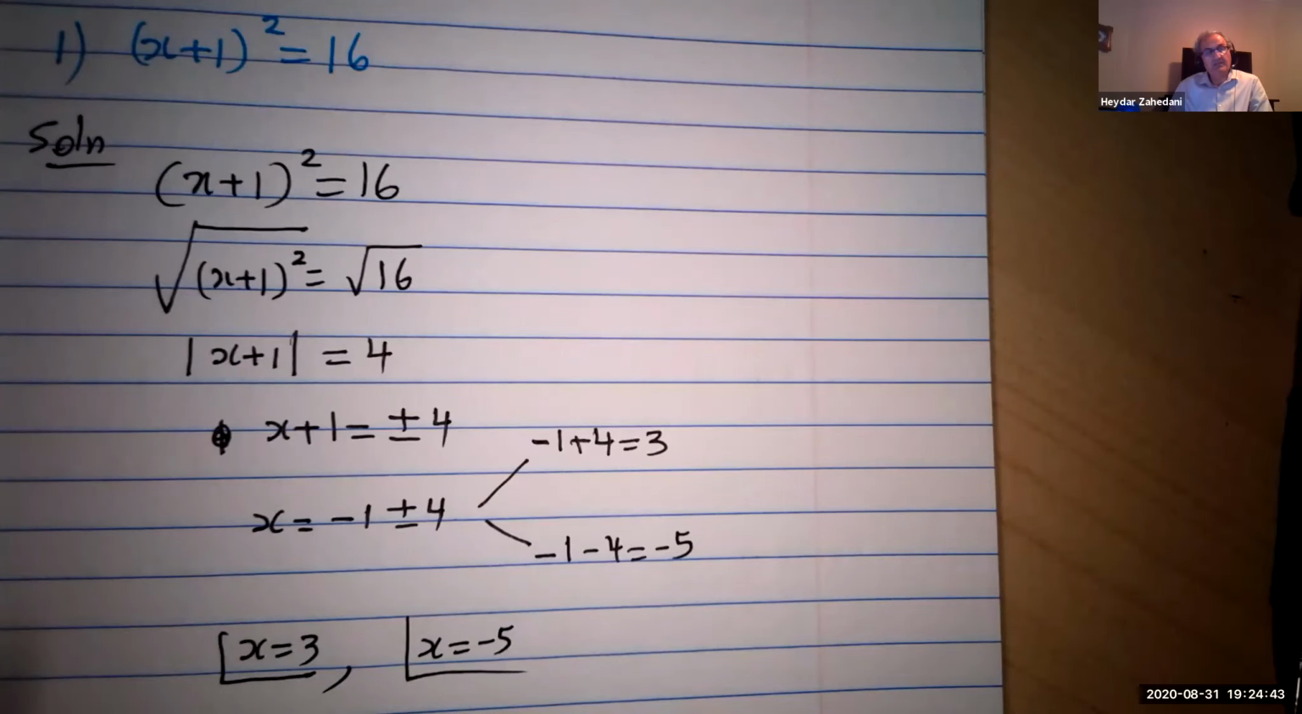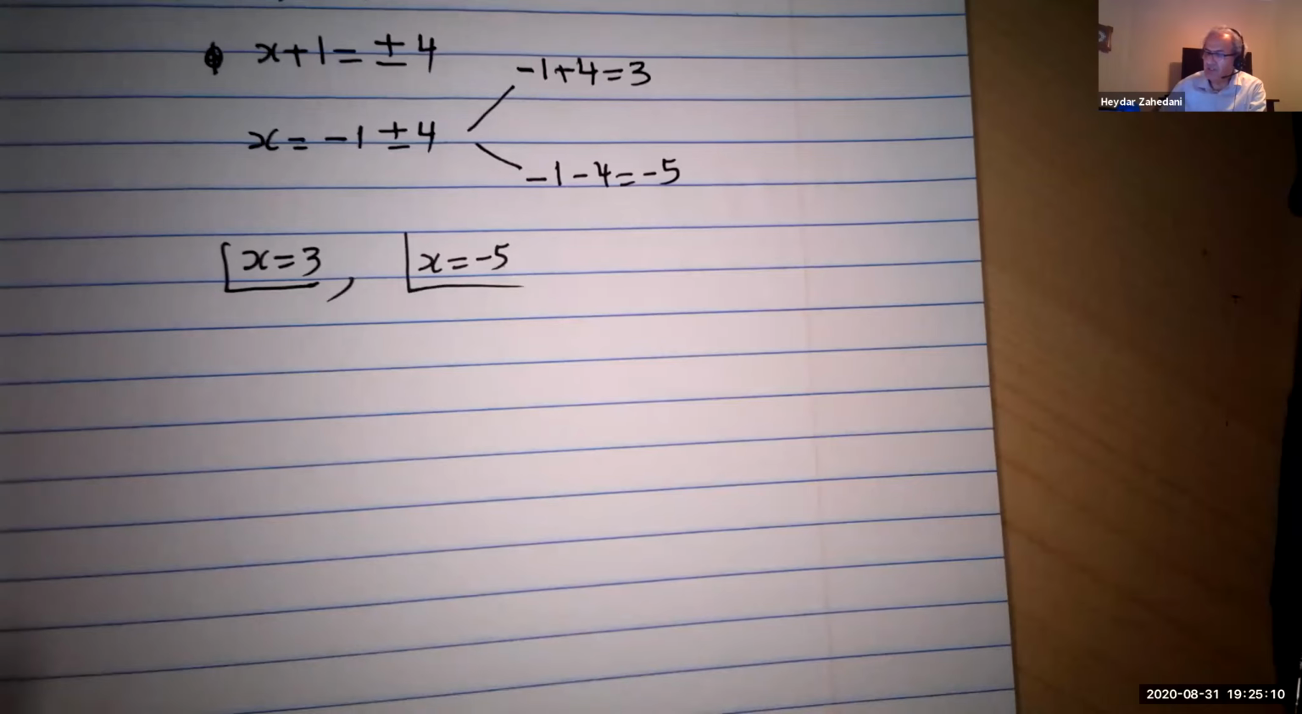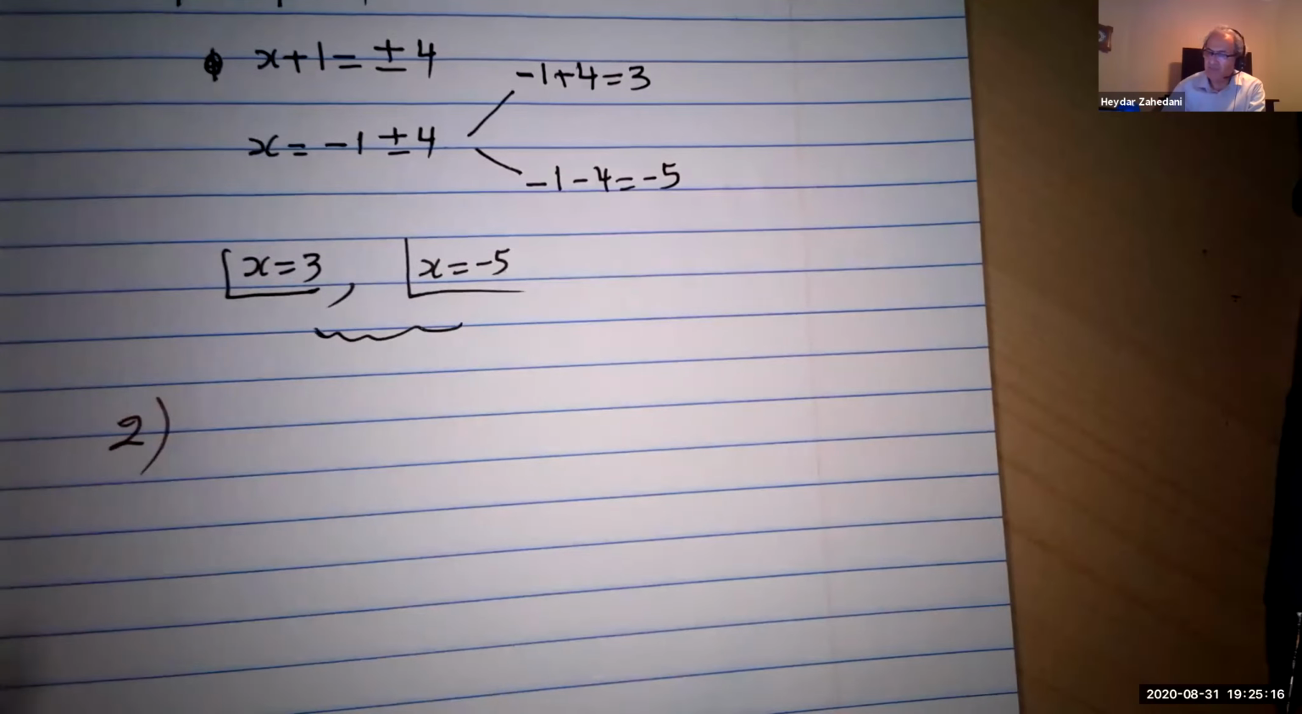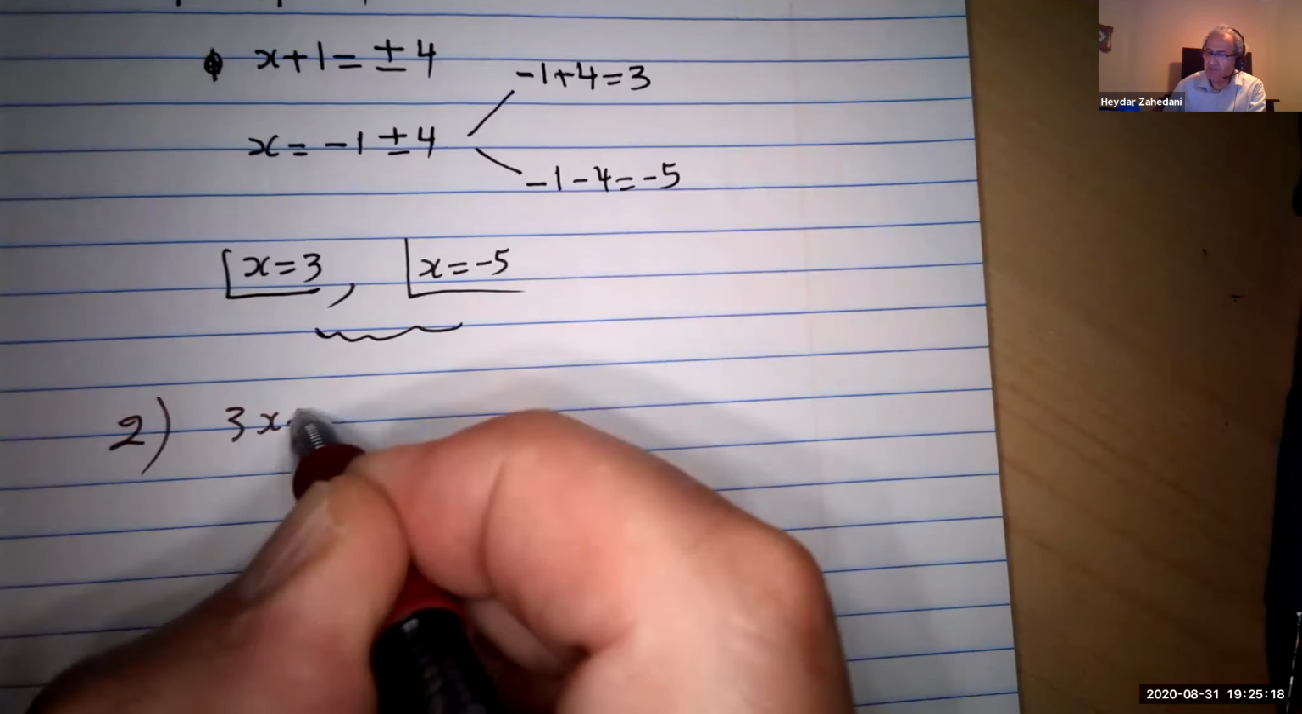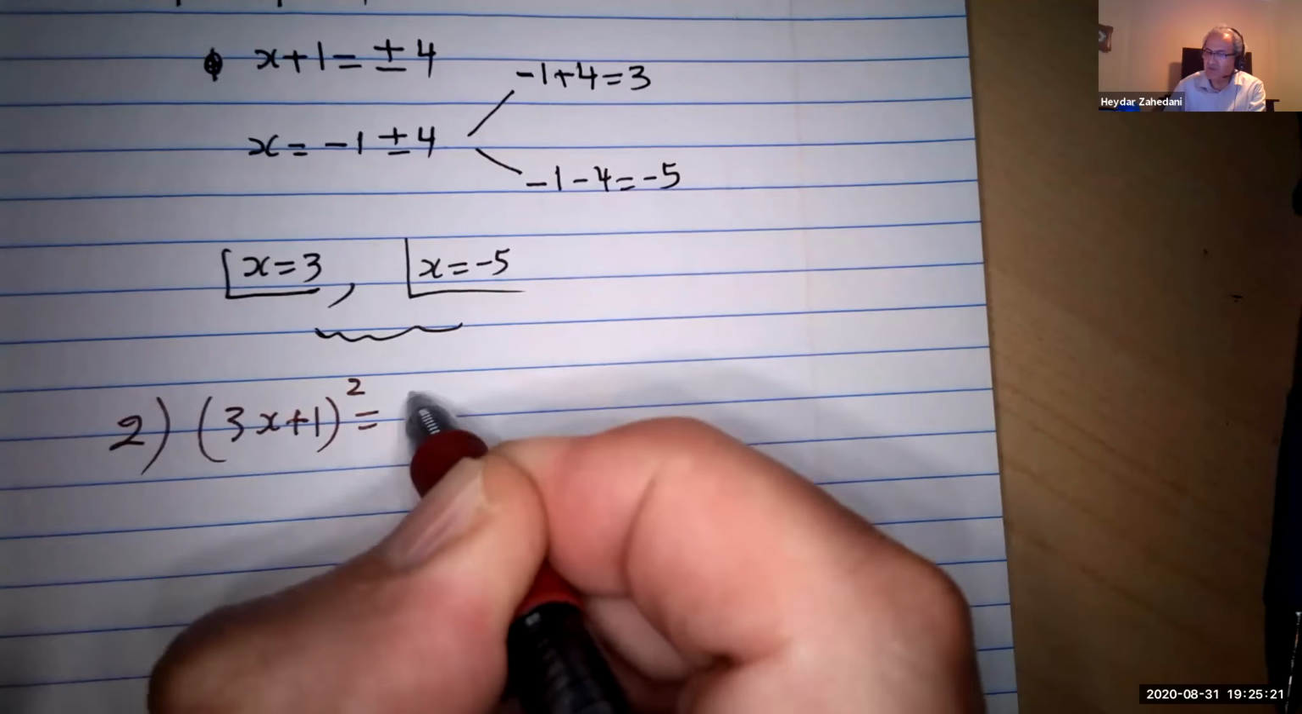The other option, yes, you can distribute it and simplify it. But as long as there is a perfect square to the left, we can use the square root method. So we take the square roots of both sides and then you simplify it. Any question? So that is one version, a nice version. The other one is going to be very useful for this type of problem. The second one, you see, you have 3x plus 1 all squared equal to 5.